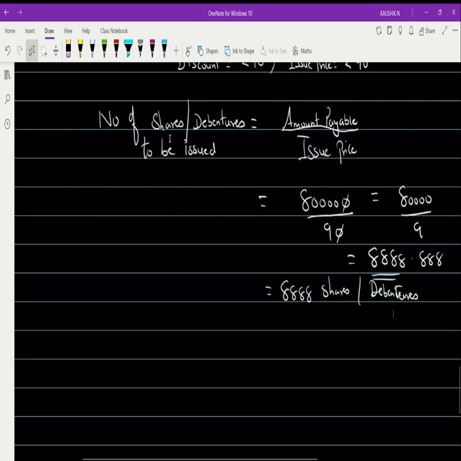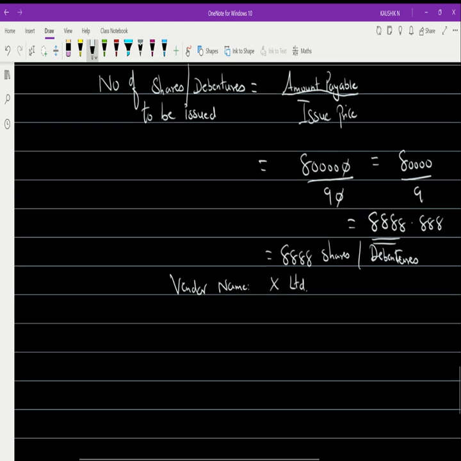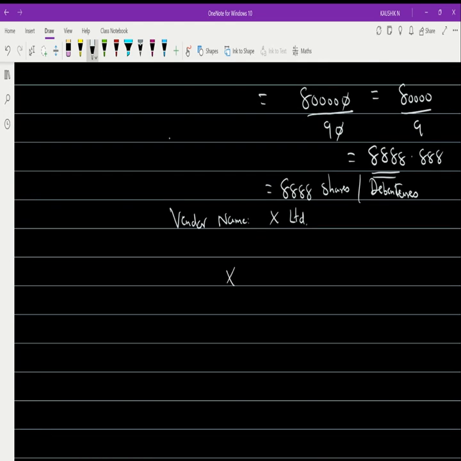Now you will be passing a journal entry for this. Imagine that the person to whom you have to settle, the vendor name, is given as X Limited. So the journal to be passed will be in such a way. Of course, we'll be learning journal separately. I'm just giving some special note. X Limited account will be debited, and how we are settling, either by shares or debentures. We'll take it for example, we are doing it by shares. Okay, so X Limited account debited.